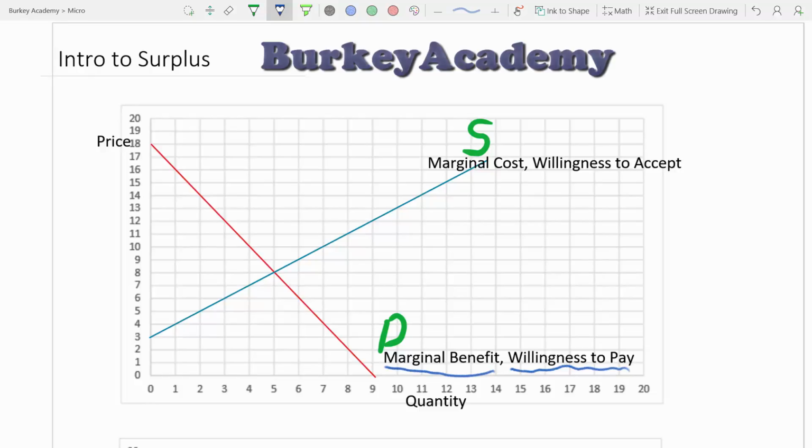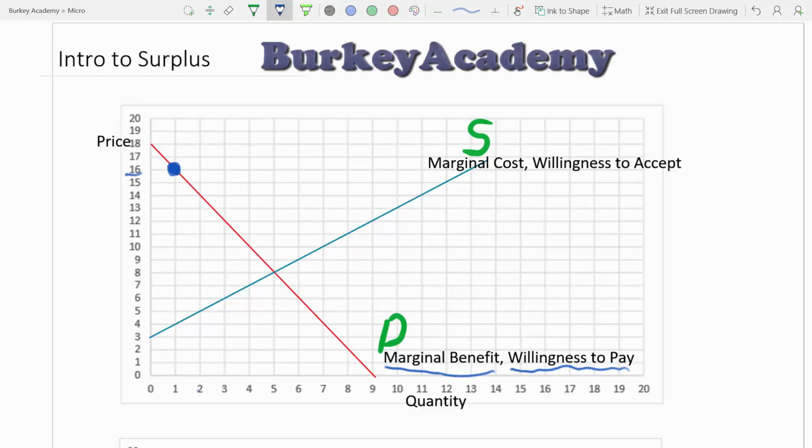Marginal means additional, and benefit, in economics, the best way to measure how much something benefits you or what it's worth to you is to ask you the simple question: what's the most you'd be willing to pay to get it? So when we're talking about marginal benefit, we're asking what's the most you'd be willing to pay to get one more unit. And we see on this demand curve, for the first unit, the most this person would be willing to pay would be 16 units.